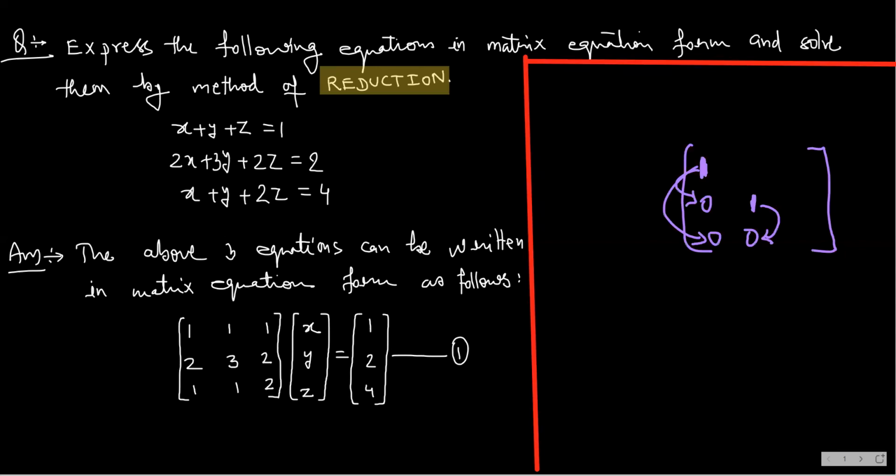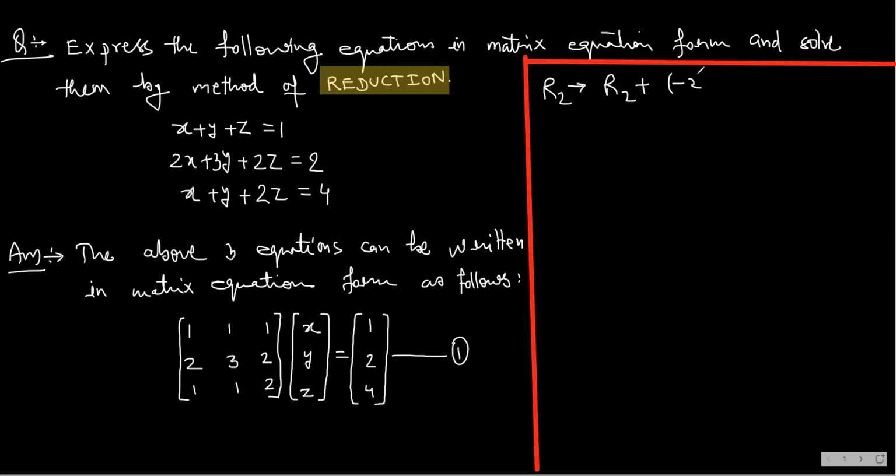Here I write R2 changes to R2 plus minus 2 R1, and R3 changes to R3 plus minus 1 R1. I will multiply negative 2 here and add in this, so this will become 0. Multiply negative 1 here and add in this, and I will get once again 0 here.